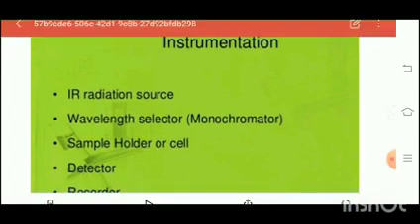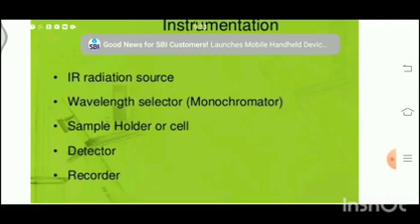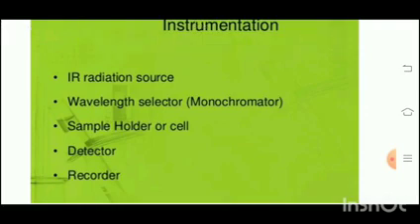The instrumentation part of the IR spectrometer has 5 major components. One is the IR radiation source, the second component is the monochromator or wavelength selector, the third component is the sample holder or sample cell, the fourth component is the detector, and the fifth component is the recorder. So we will see them one by one.